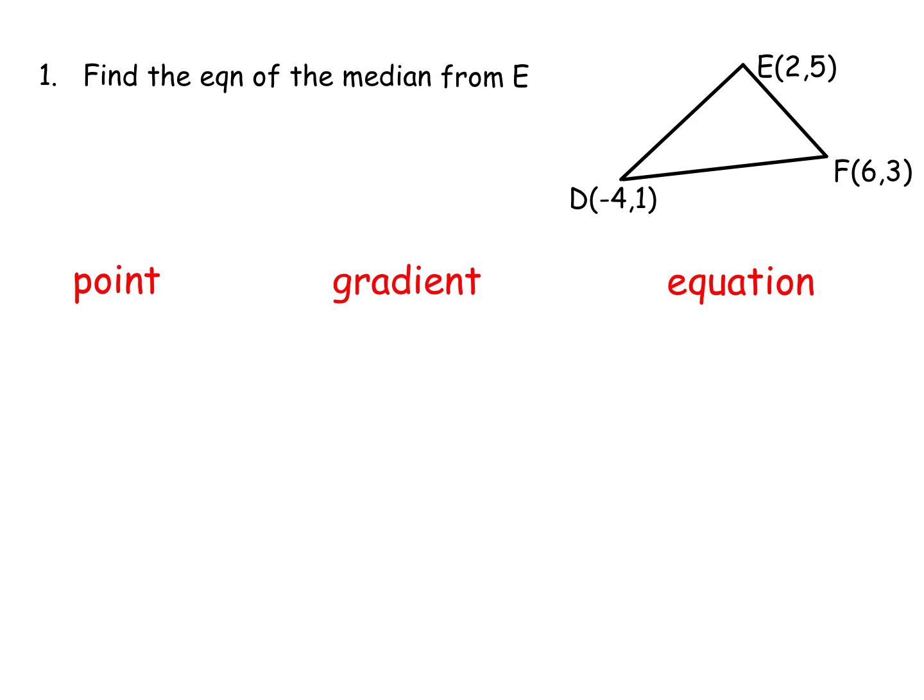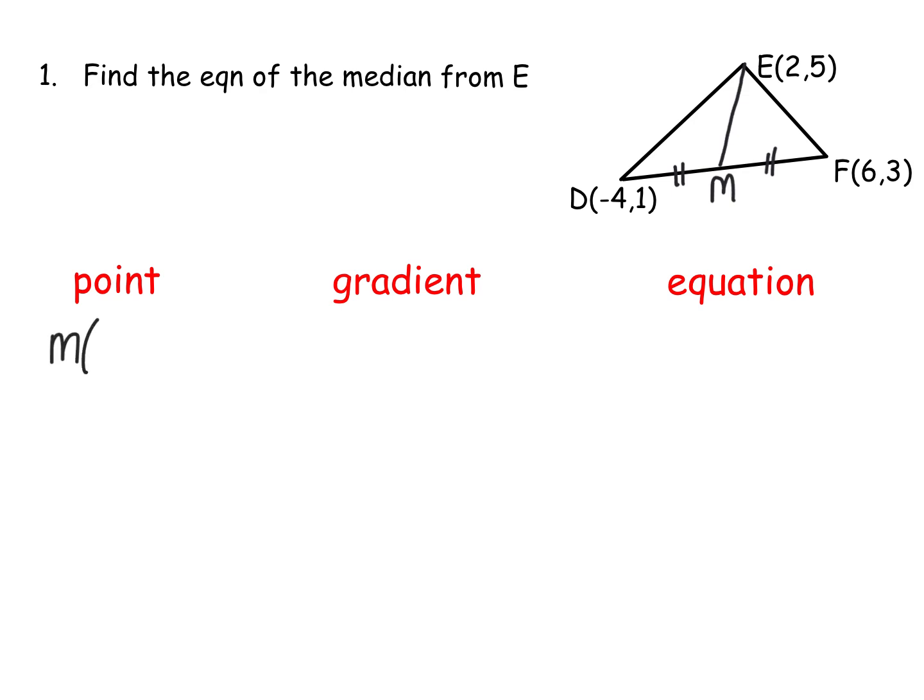So example 1, I've already got my point gradient equation written out, and I've got my coordinates all in the diagram here. We want the equation of the median from E. So that means there's a line coming from E, meeting the other side bang in the middle. So I'm just going to draw that on my diagram. Remember, for our point, we can either use coordinate E or the midpoint, but we need to get the midpoint anyway for the gradient. So let's go find M.